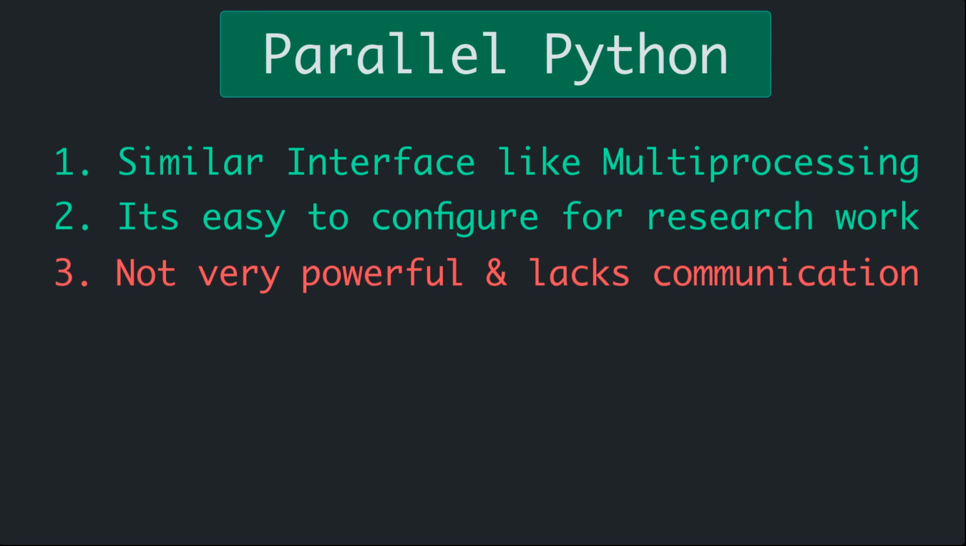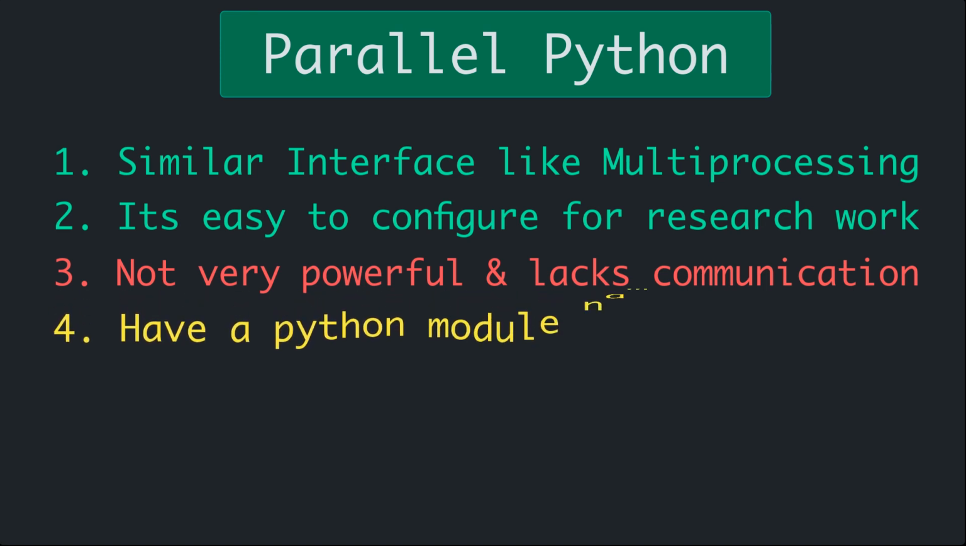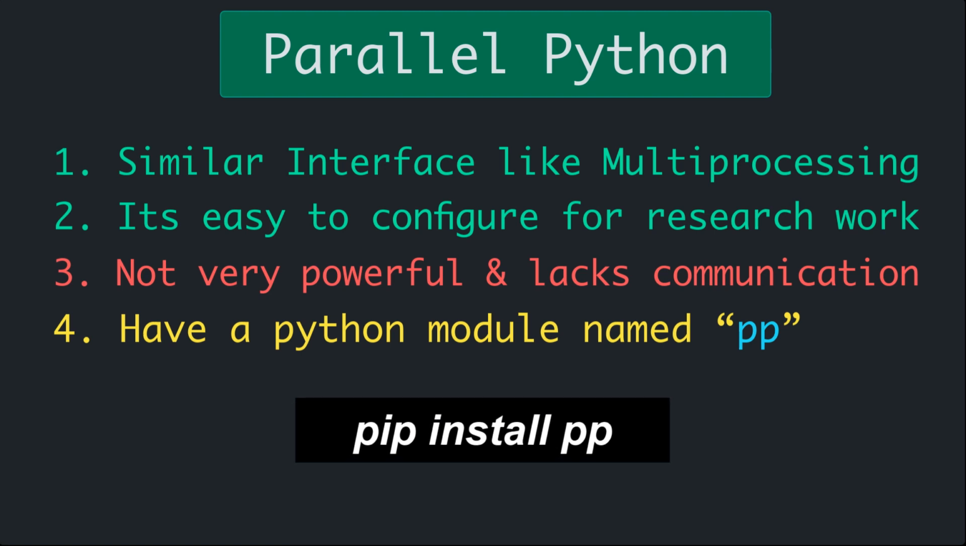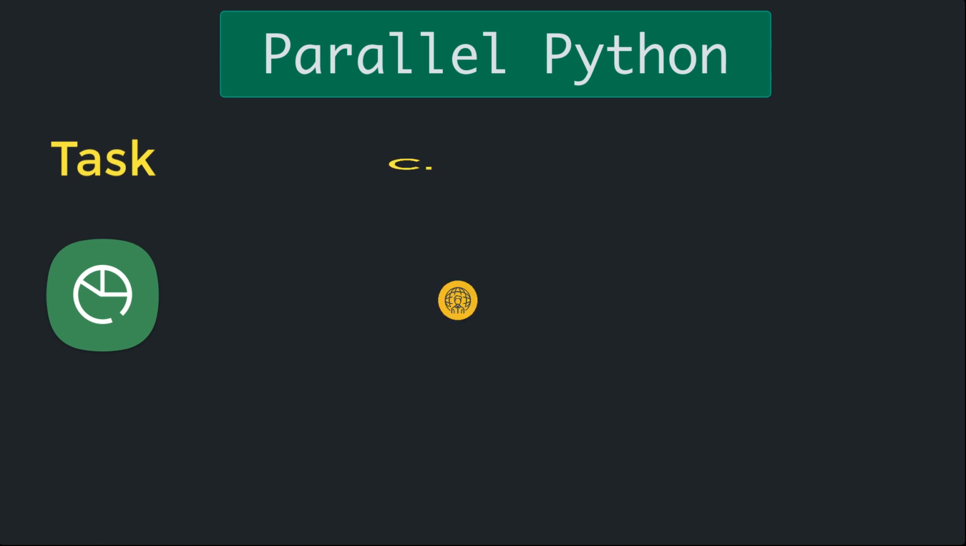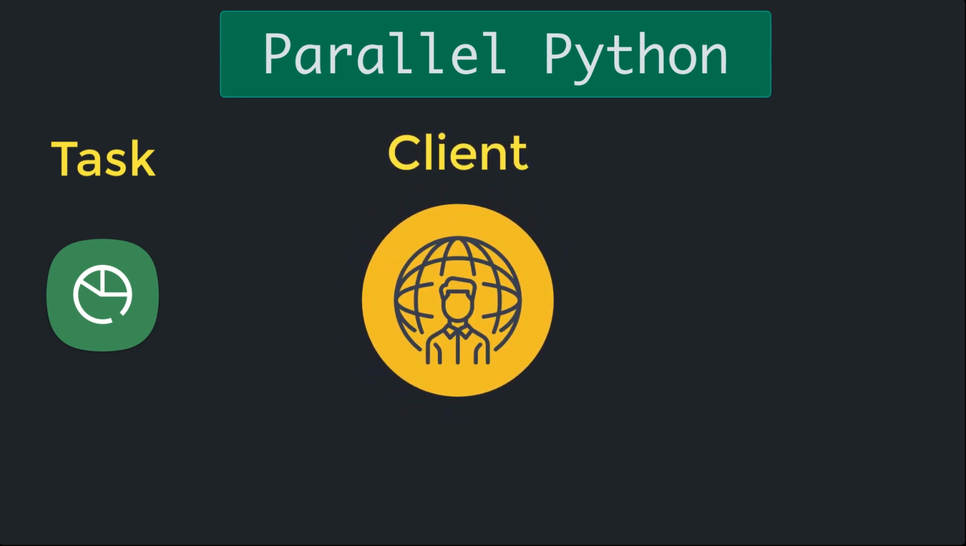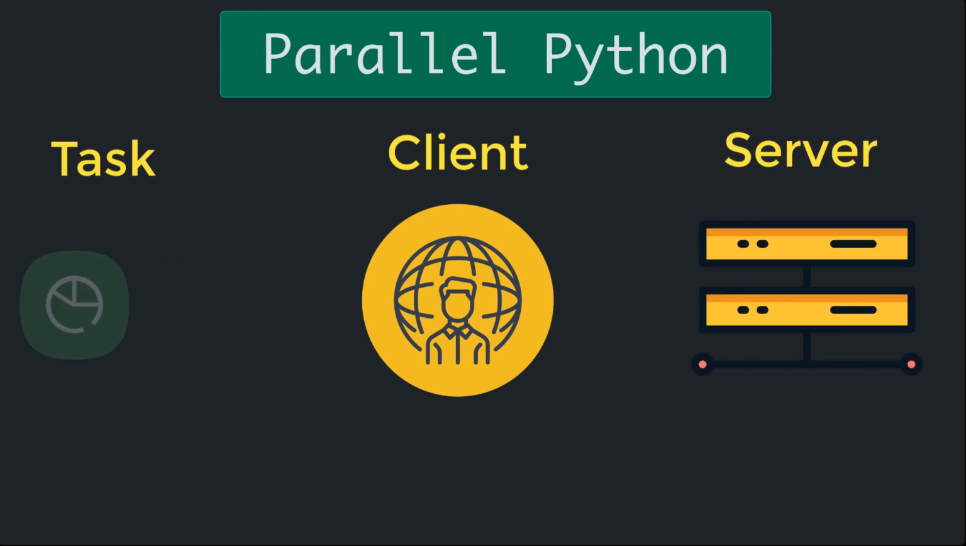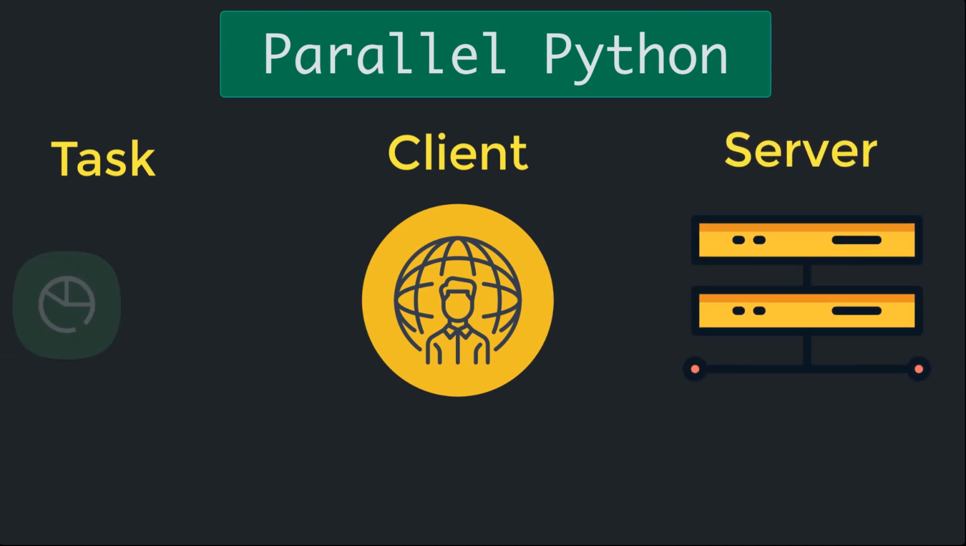And the great thing is that Python has a specific module for this purpose named pp, which stands for Parallel Python. You can install it using a very simple command, pip install pp. There are three main things in Parallel Python. First of all, of course, we need a task to execute. Then we have a client to submit our task to the Parallel Python server. And finally, we have a Parallel Python server to execute the tasks in a parallel way.